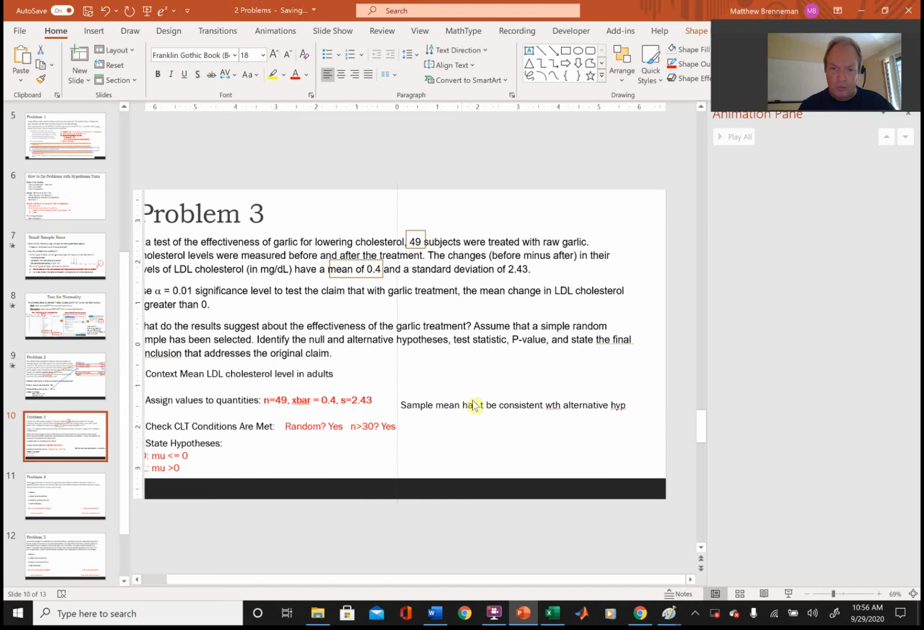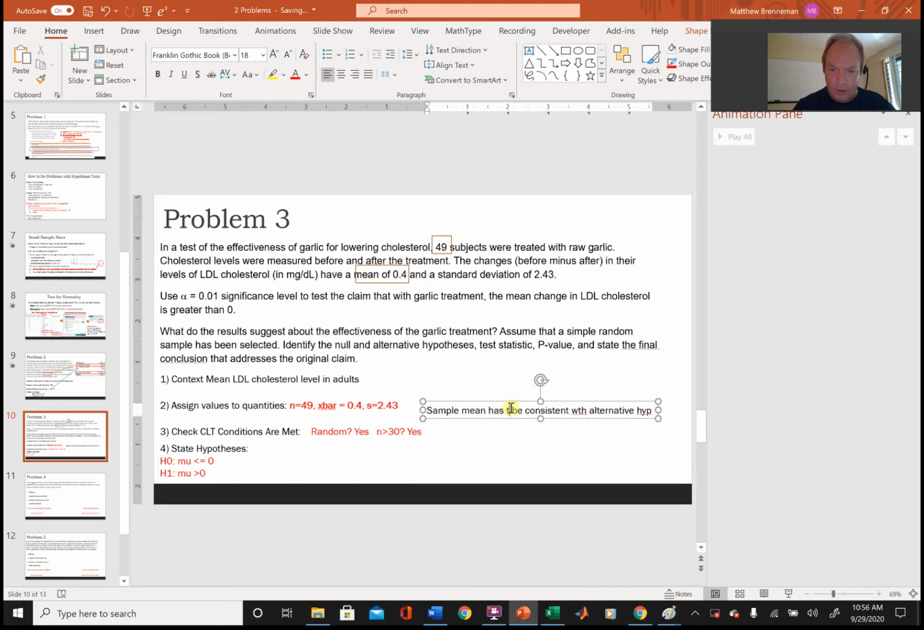In other words, in order for me to have an alternative where the population mean is greater than 0, there has to be evidence for that. The sample mean also has to be greater than 0. So you want to be careful with that, okay?